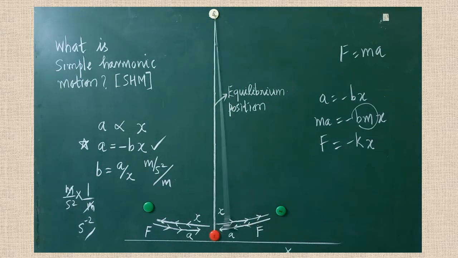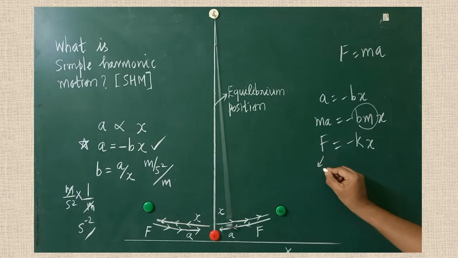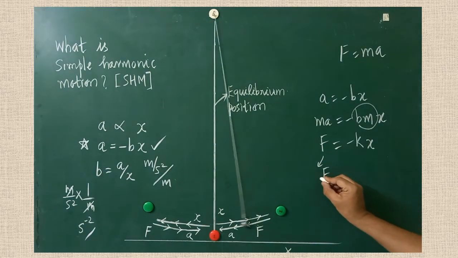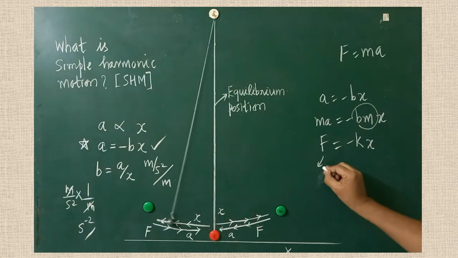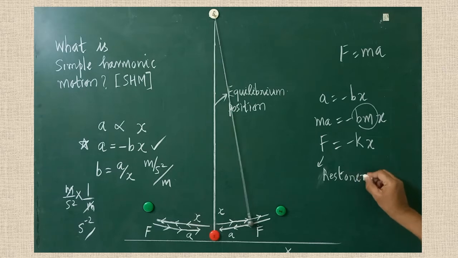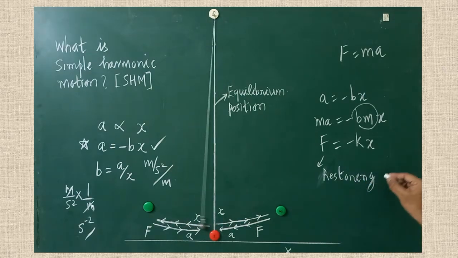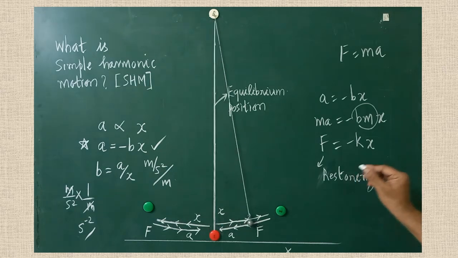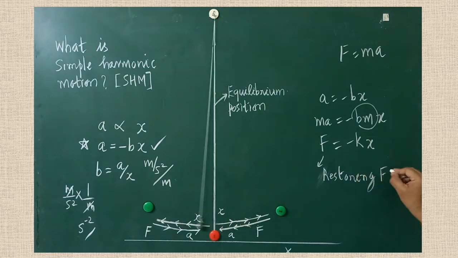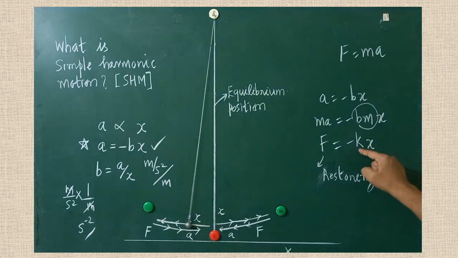Don't forget, these are all terms that will often be used in the lesson. This force must be called what? Restoring force. Are you clear? Because the force acts on the mass and tries to restore the bob towards the equilibrium position. That's why this is called restoring force. Are you clear? Now we are able to name the constant.